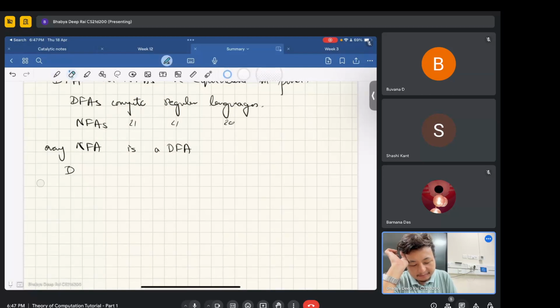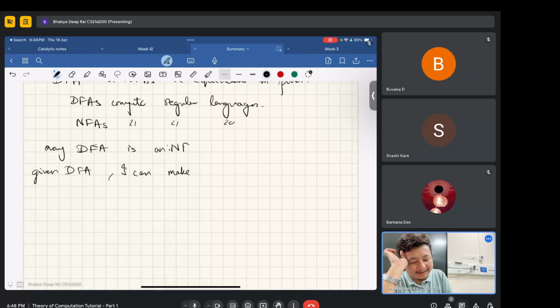Every DFA is an NFA, but the other way around is not clear, right? Because NFA seems much stronger, since it has this parallelism property. It can move to a bunch of states at once. So given an NFA, I can make an equivalent DFA. How is this done?